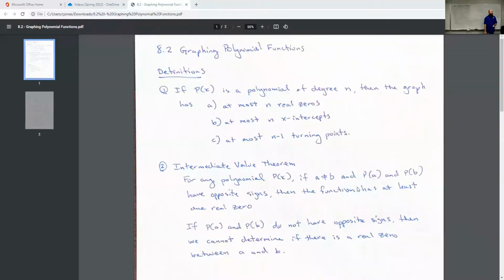All right, so our first definition states that if we have a polynomial with degree n, so our biggest power on those, okay? Then the graph, when we're looking at it, has at most n real zeros, okay? I can have less. So for instance, if I had x to the third, that means that I could have as many as 3 real zeros, okay? But I could have less than that.